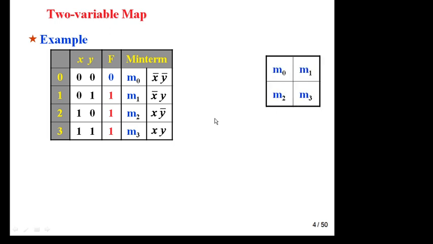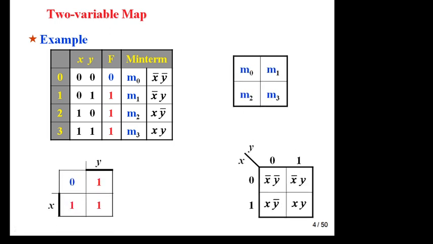Suppose there are 3 minterms, 1, 2 and 3. Now you can make one pair here because these two are adjacent cells, and one pair here, and one more pair. Now before going further, I want to explain something.